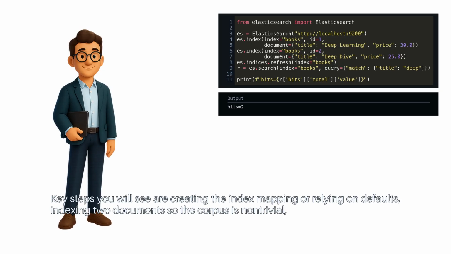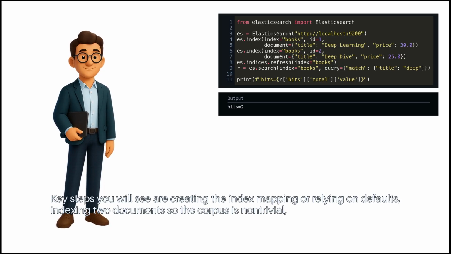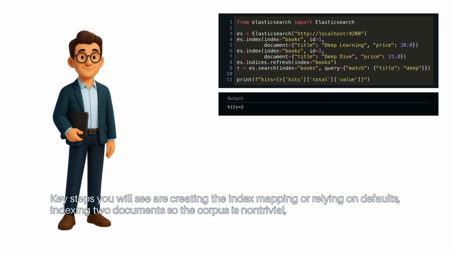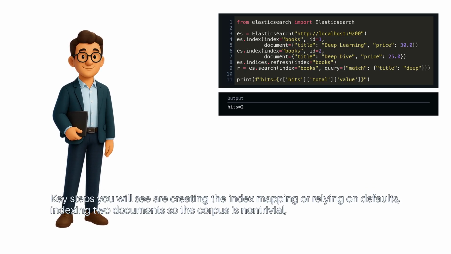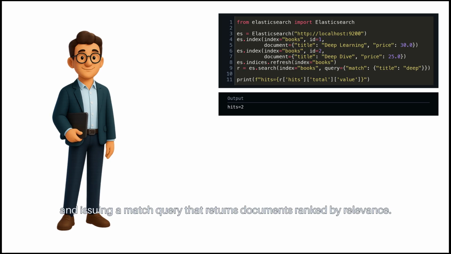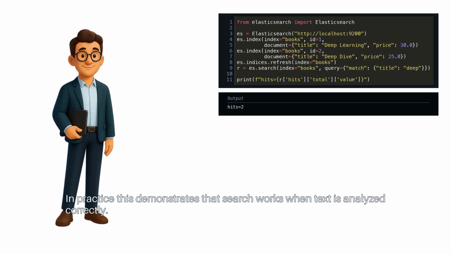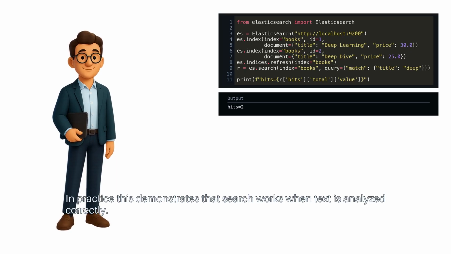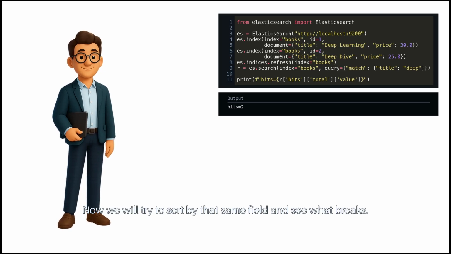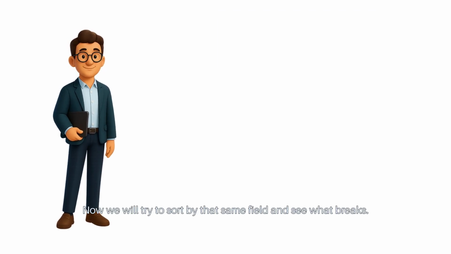Key steps you will see are creating the index mapping or relying on defaults, indexing 2 documents so the corpus is non-trivial, and issuing a match query that returns documents ranked by relevance. In practice, this demonstrates that search works when text is analyzed correctly. Now, we will try to sort by that same field and see what breaks.